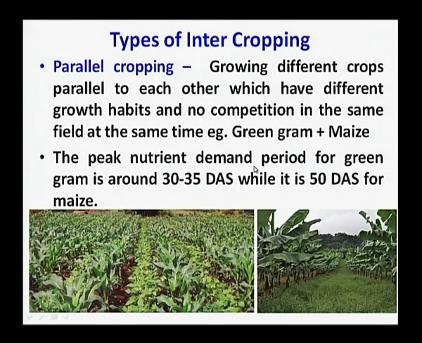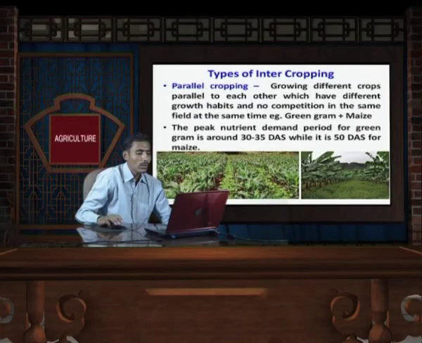The first type of intercropping is parallel cropping. Growing of different crops parallel to each other which have different growth habits and no competition in the same field at the same time is called parallel cropping. In parallel cropping we grow crops of different habits which have no competition for nutrient, water and different plant growth needs. For example, in green gram and maize intercropping, the peak nutrient demand for green gram is 30 to 45 days after sowing, while it is 50 days after sowing for the maize. So there is no competition for nutrient demand between these two crops.